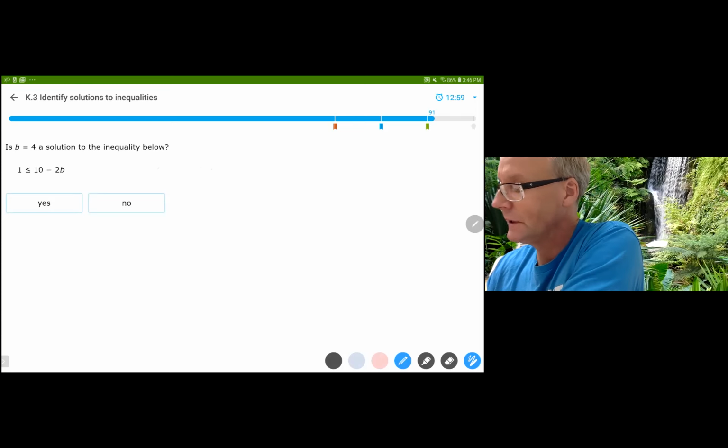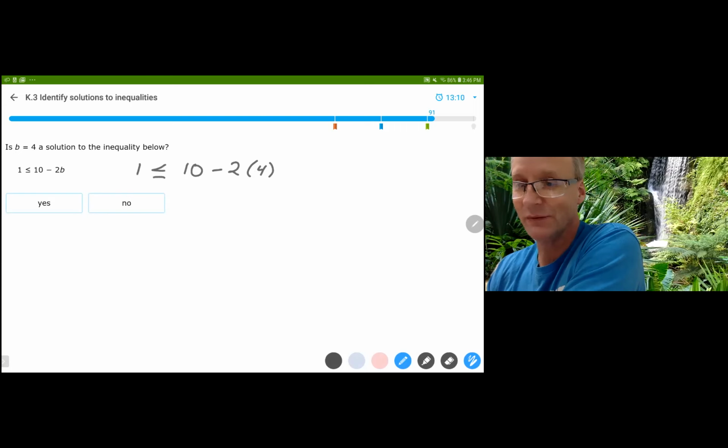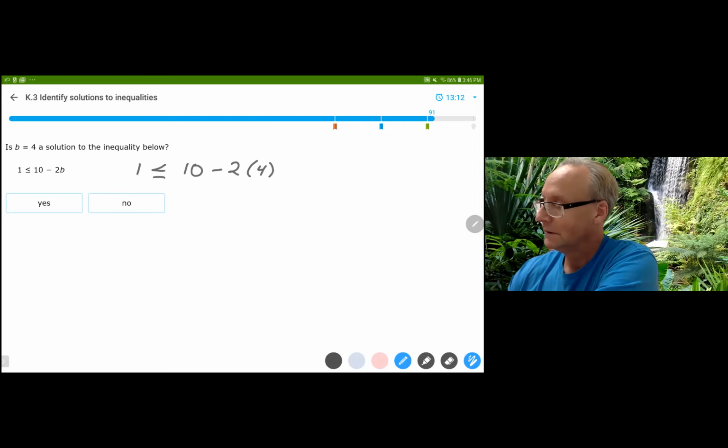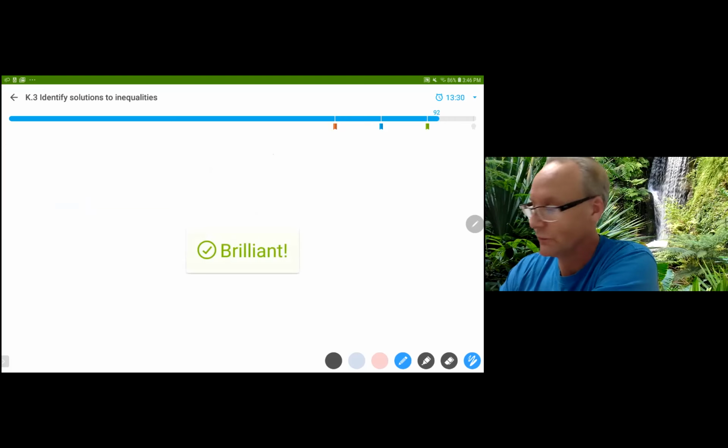Is it a solution? And if I substitute into this, I get 10 minus 2 times 4. By the way, notice if I did not put the 4 inside parentheses, it would look like 24, wouldn't it? So is 10 minus 8 greater than or equal to 1? And 10 minus 8 is 2. Notice that you must multiply before you can subtract. And this is true. And we're getting there, almost done.